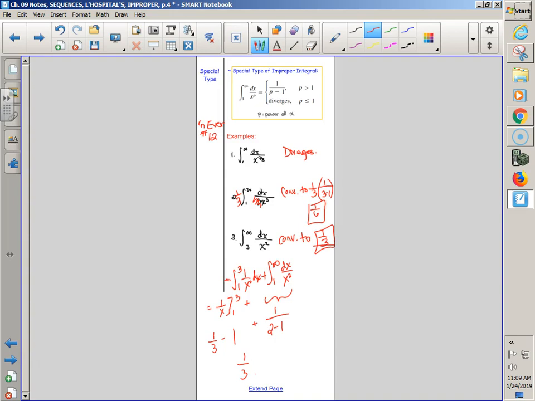So, whenever you have 1 over x to the p, it will always diverge if p is less than or equal to 1. And if you have 1 over x to the p, it will always converge to 1 over p minus 1 as long as you have 1 to infinity. But if you have a constant to infinity, it will still converge, but it probably would be easier to do it by hand.